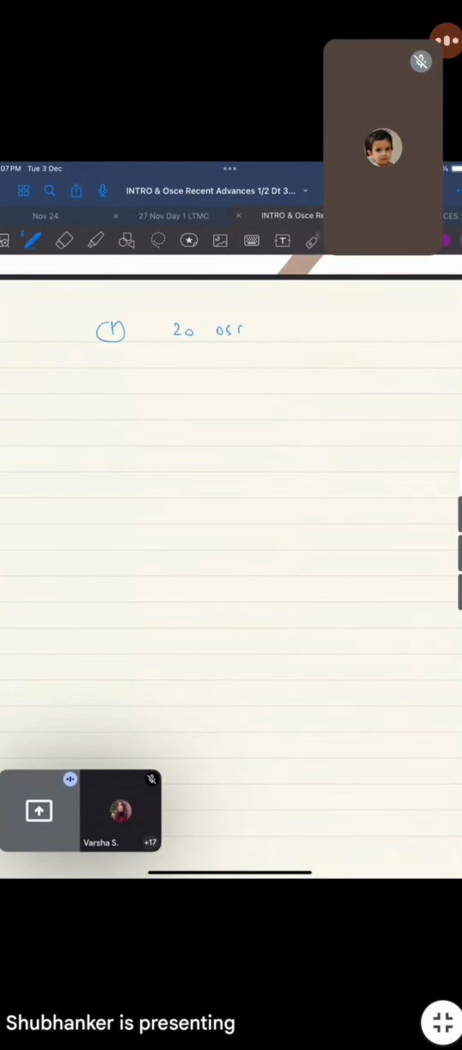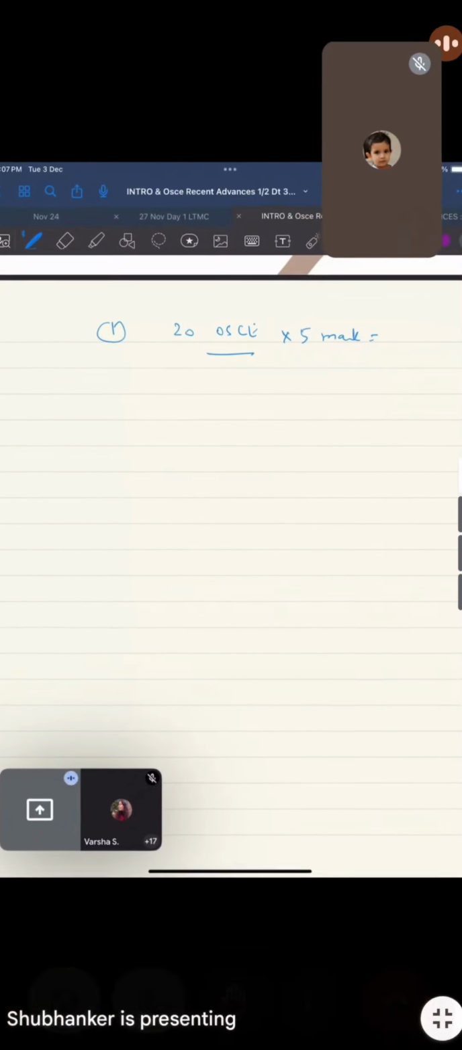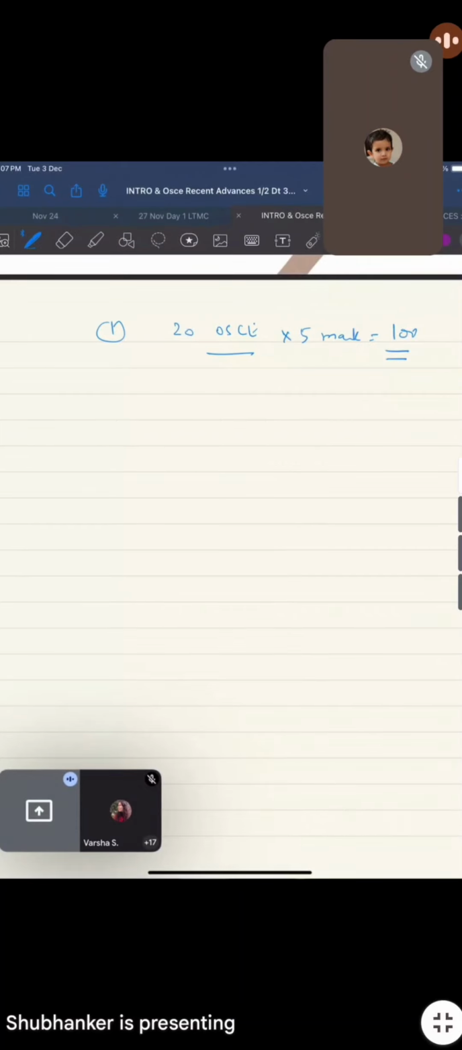20 OSCEs of 5 marks each, which will lead to your 100 marks. Okay, now the remaining 200 marks, total is 300 marks, and we have to score 150 out of 300 to pass the exam.